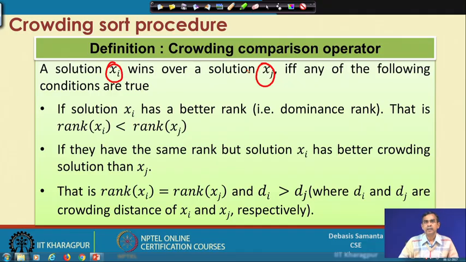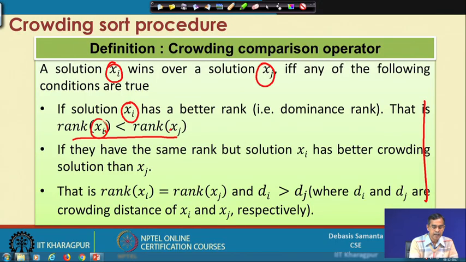Now, the crowding comparison operator is an operator which is defined here. How does this operator work for us? The operator is defined like this. There are two conditions actually. If solution xi has a better rank, that is, rank xi is better than rank xj, that means xi is in a higher rank than xj.